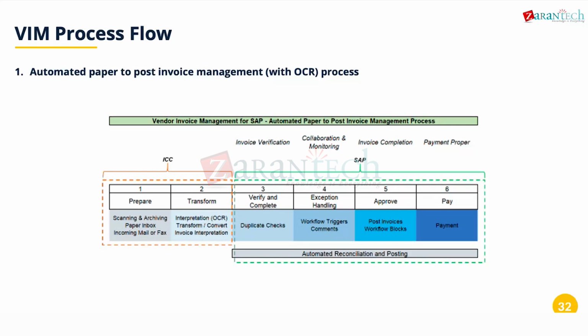This is where the VIM solution starts: verify and complete, where the exceptions trigger, exception handling happens, duplicate checks and approval also happen, and then posting of the invoice happens, and the payment as well. Okay, payment is for reconciliation only. Okay, now these 6 steps are split into 2 pieces.